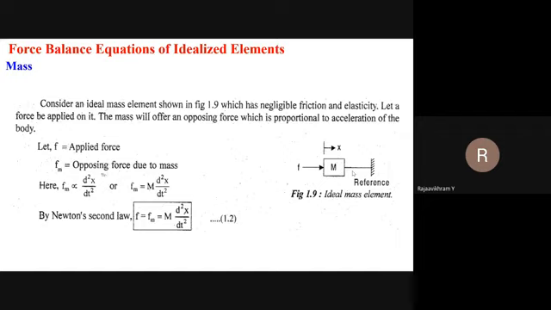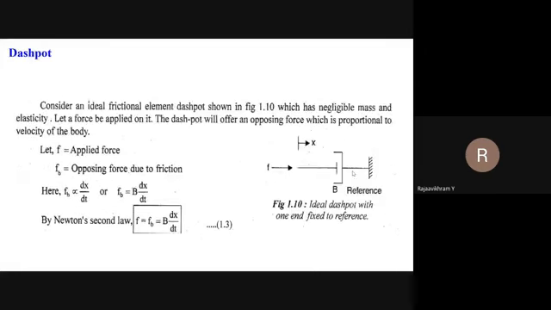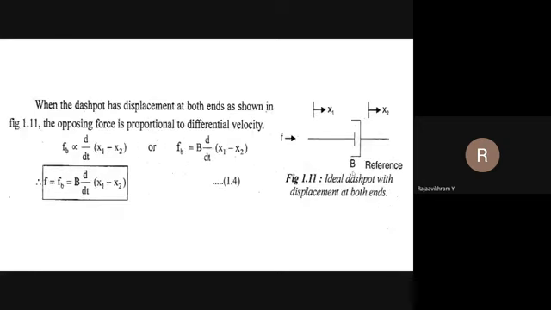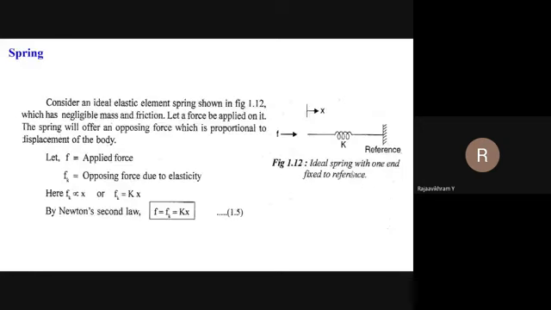Next, after the mass, the dash part is represented by a single derivative. That is F equivalent to Fb, equivalent to b into dx by dt. So it is a first order derivative. Next one, spring: F equivalent to Fk, equivalent to k into x. I hope you understand these three expressions. First, mass is m into d square x by dt square. Next, the dash part is b into dx by dt. Third, the spring is represented as k into x.